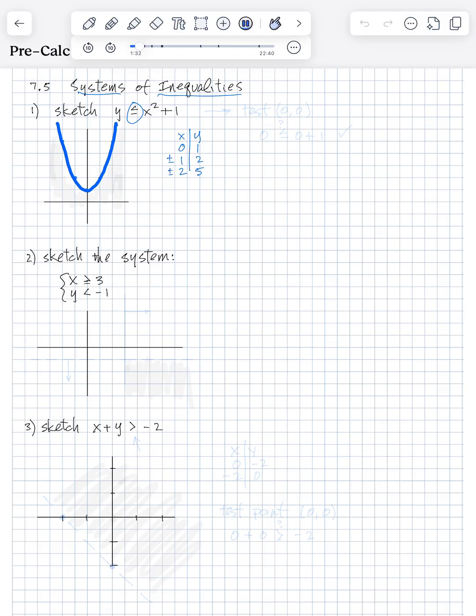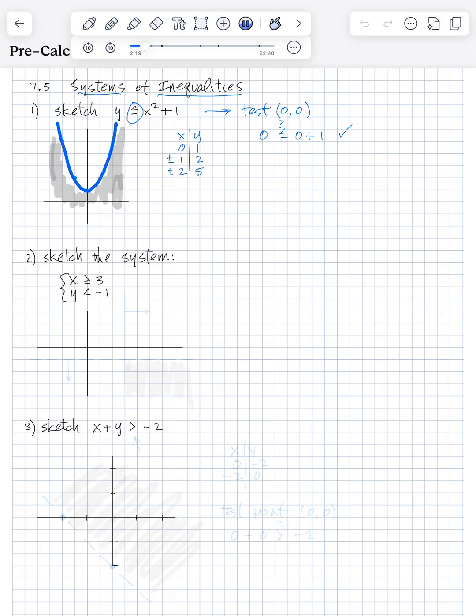Now, we want to use a test point to see which part of it is true. So we come to our original equation. A good test point to always use is 0, 0. Put it in the equation, so 0 for y, less than or equal to, with a question mark, 0 plus 1. The answer is true, so that's the part you shade. So we're going to shade everything below the parabolic line to indicate that is what satisfies the equation.